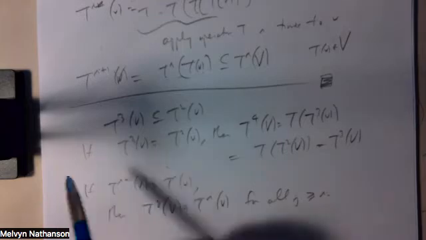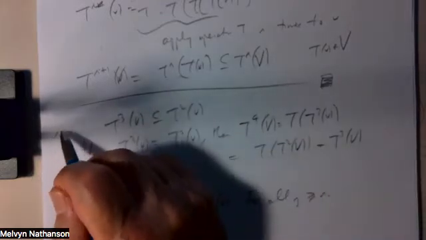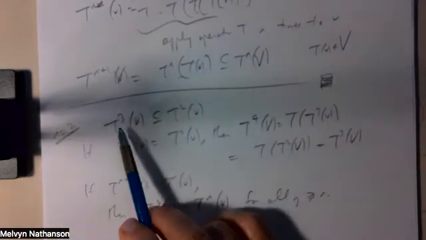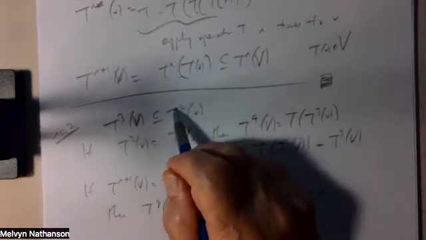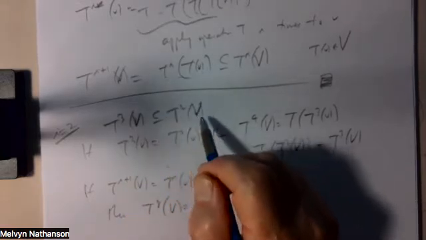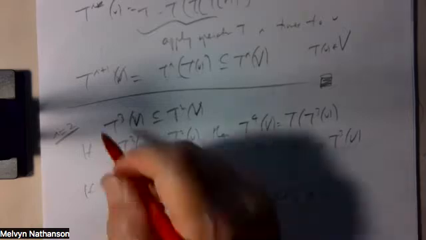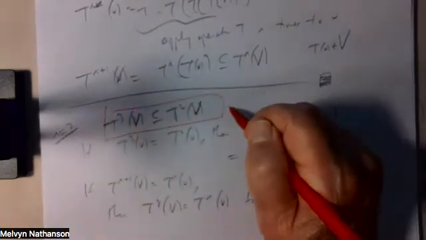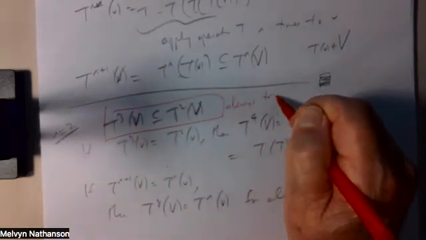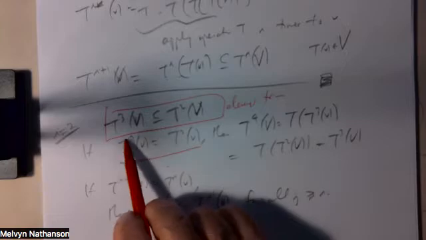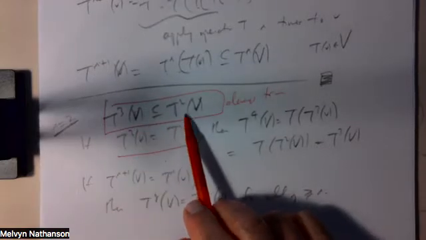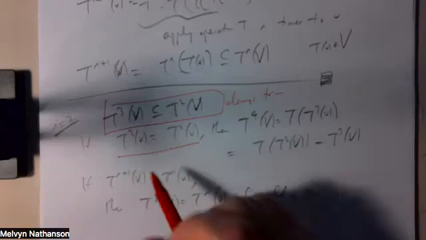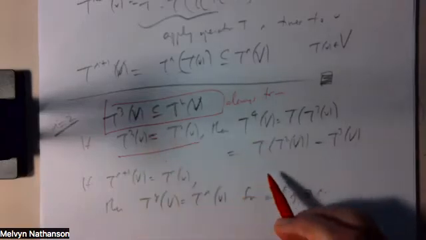So just look at this example. This is the case I equals 2. So T cubed applied to the vector space V is a subspace of T squared of V. So this is always true. But suppose, in fact, that T cubed of V is not only a subspace of T squared of V, it's the whole thing. Suppose these are equal.